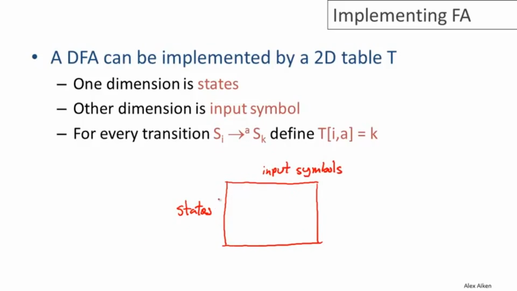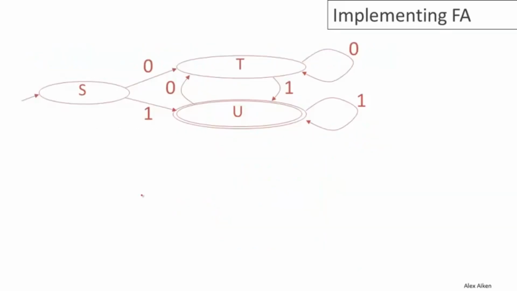And so I might have a state I and an input A, and I simply look up in that position, and there will be the next state, K, to which we're going to move. So the table stores at every particular input symbol and state the next state that the machine will move to. So let's do an example of converting a deterministic automaton into a table-driven implementation.